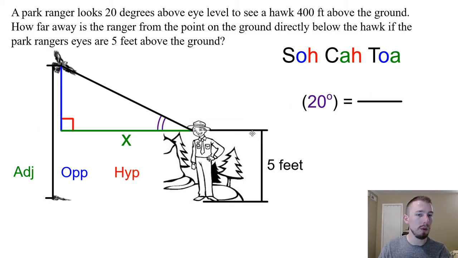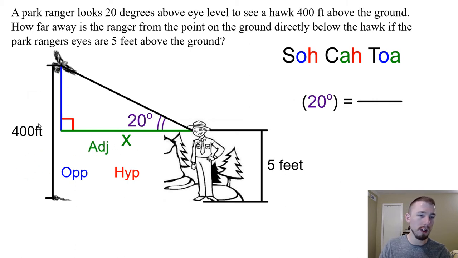All right, another example, which is pretty typical to what we'll be seeing, is a park ranger looks 20 degrees above eye level to see a hawk 400 feet above the ground. So if he's looking above eye level, that's an angle of elevation of 20 degrees. And he sees a hawk that's 400 feet above the ground. So the hawk to the ground is going to be 400 feet. How far away is the ranger from the point on the ground directly below the hawk? So from this point to where he's standing, that's going to be this distance here, which is the adjacent side.